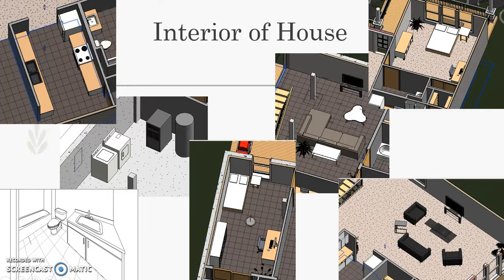I then moved on to the interior part of my house. I started in the kitchen by adding lower and upper cabinets, appliances, and a countertop. Next was the bathroom, where I added a sink, a toilet, bathtub, and shower. I then added the utilities like a washer, a dryer, and a water heater. I also added furniture to all the rooms in my house like beds, tables, couches, televisions, and plants.